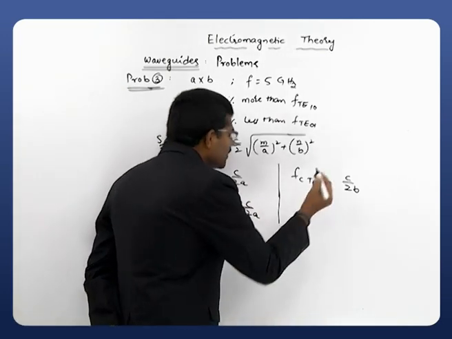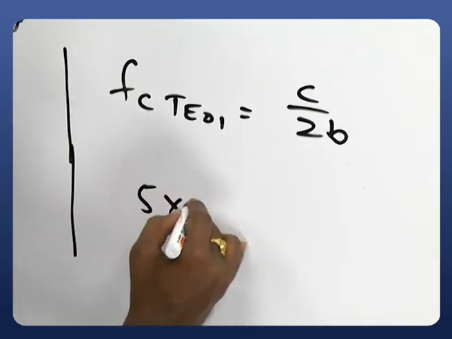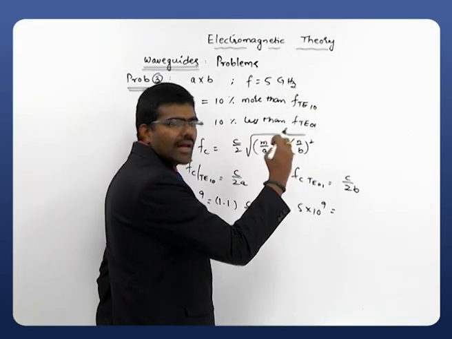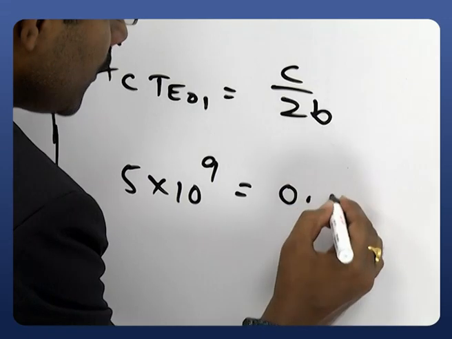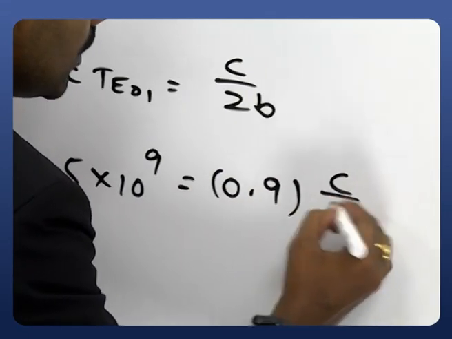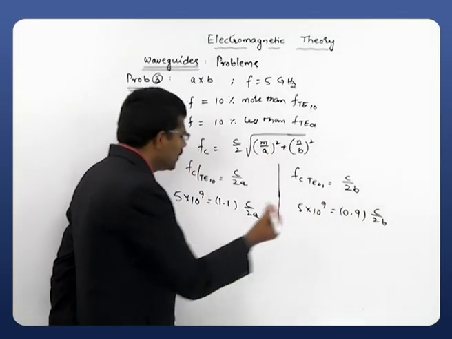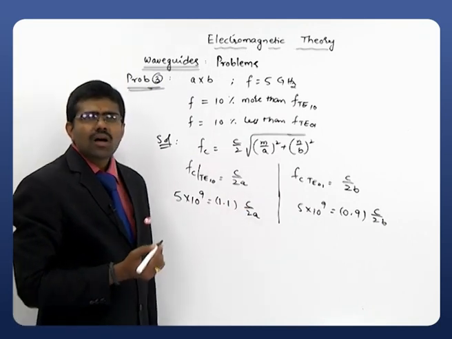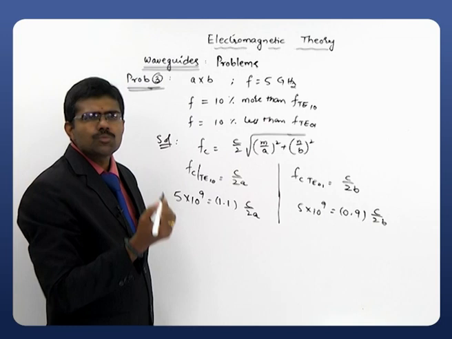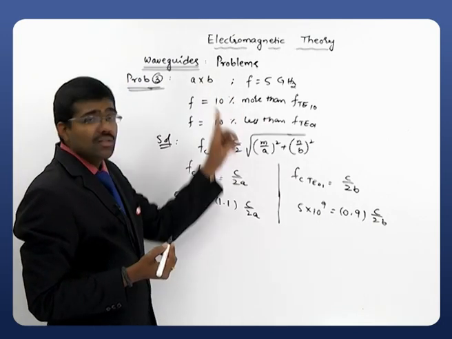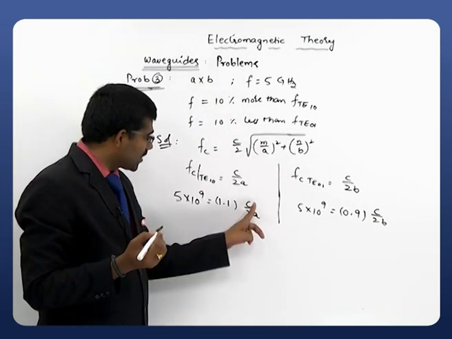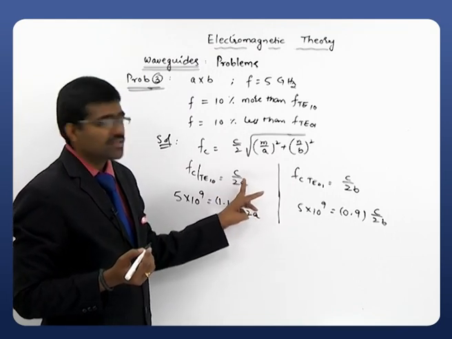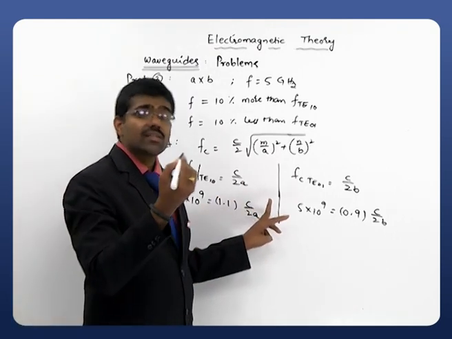Similarly, it is 10% less. So this is 5 into 10^9. The 5 GHz is 10% less means 90%. 90% is 0.9 times c by 2b. Just you can solve these two. c is nothing but the velocity of light in free space. Since the waveguide which is given is an air-filled waveguide, I am considering this as c. So substitute c equals 3 into 10^8 meters per second, or 10^10 centimeters per second.